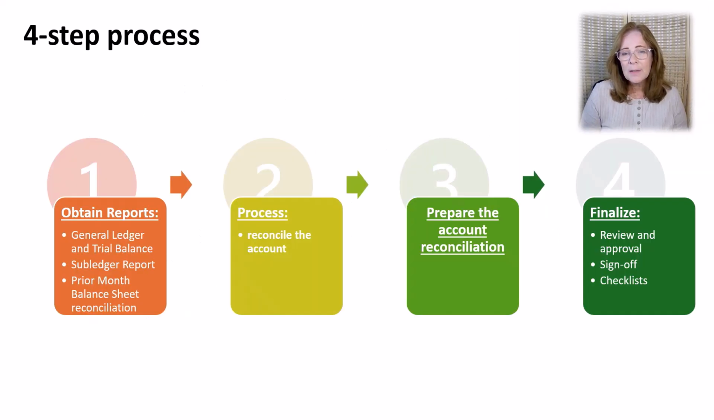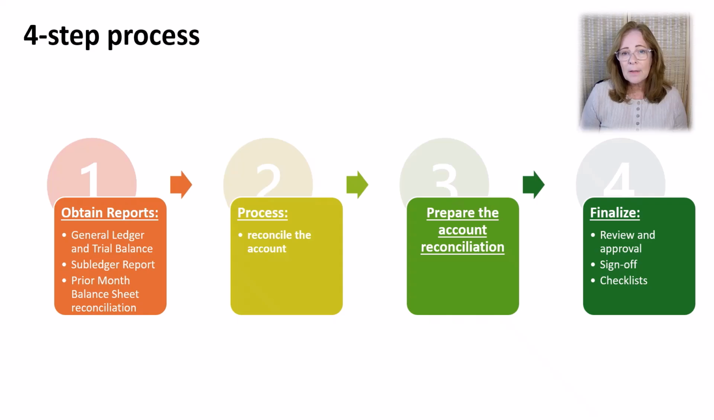The process for reconciling balance sheet accounts consists of 4 steps. The first step is to obtain accounting reports from your accounting system: the general ledger, account detail, the trial balance, the subledger report, and the prior month balance sheet reconciliation. In a later video, I'll continue with examples of when the subledger report is not available and you have to create the subledger report on your own by ticking and tying the debits and credits in the GL account.